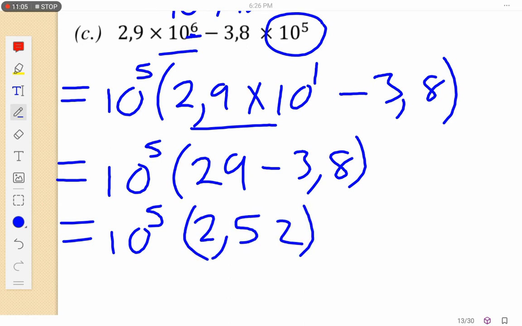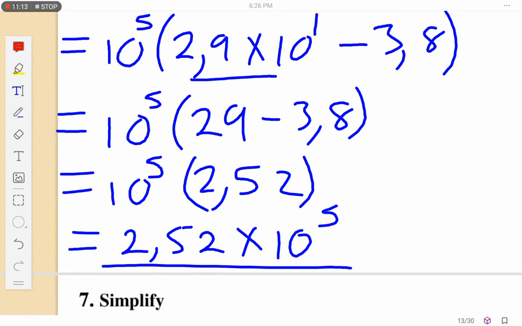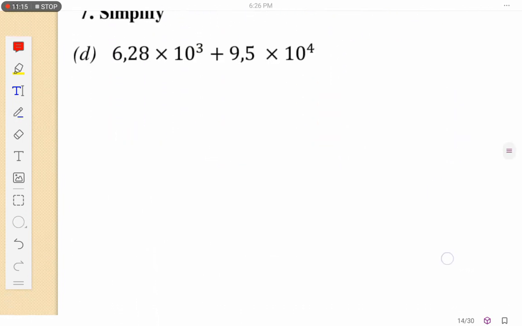Okay, so my final answer is going to be equal to 2.52 times 10 to the power of 5, like that. That's my final answer. Let's go on to addition.